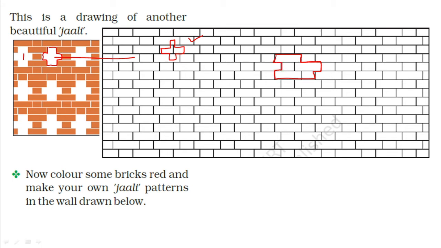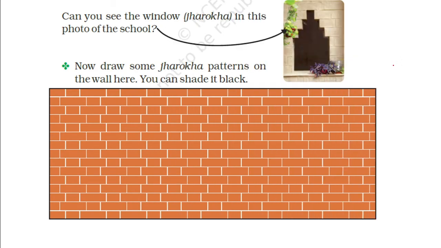This can be a jali, or you can make more beautiful jalis. Just color with the red at certain differences. Make one jali here, another here with the red color. Now, can you see the window? The window is here. This is called a Jarokha.